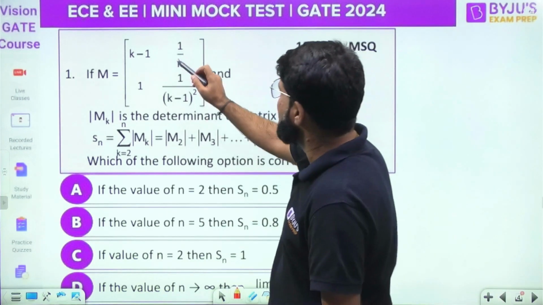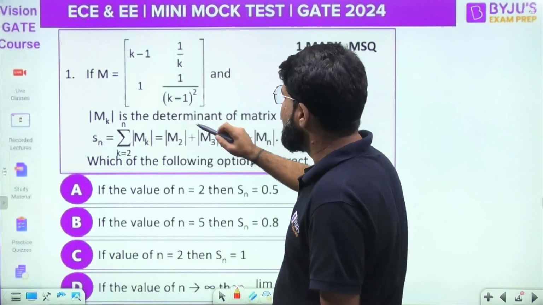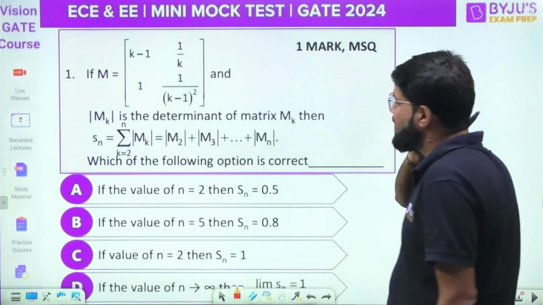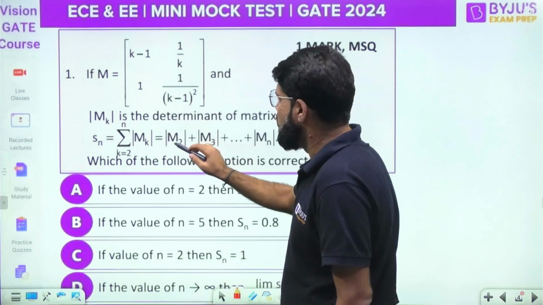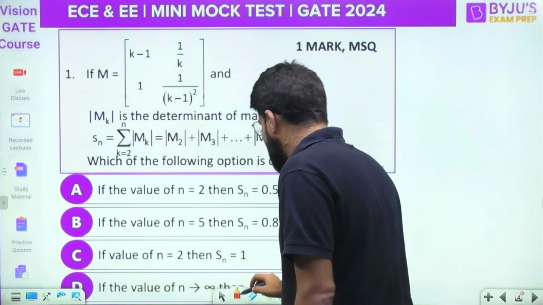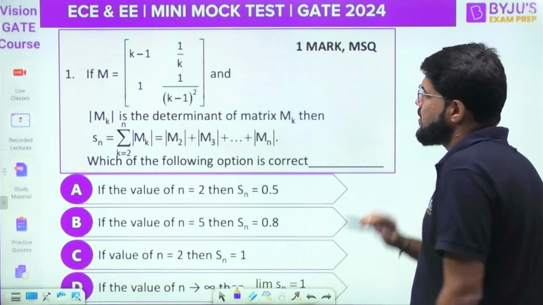If M_k is the matrix with entries k minus 1, 1 by k, 1 upon k minus 1, and modulus of M_k is the determinant of the matrix M_k, depending on k, then find the value of the summation, that is mod M_2 plus mod M_3, etc., up to mod M_n. Choose the correct answer.